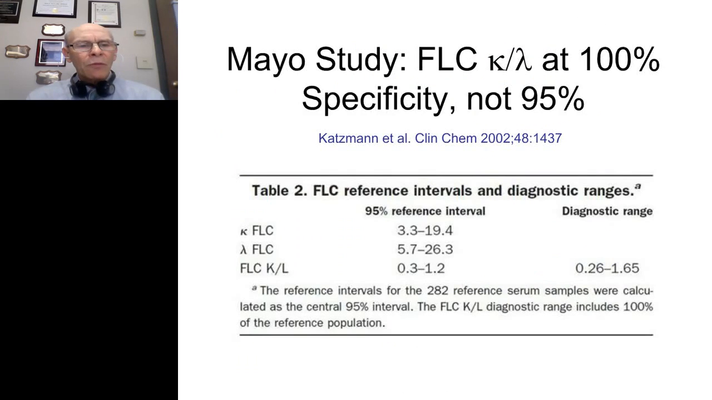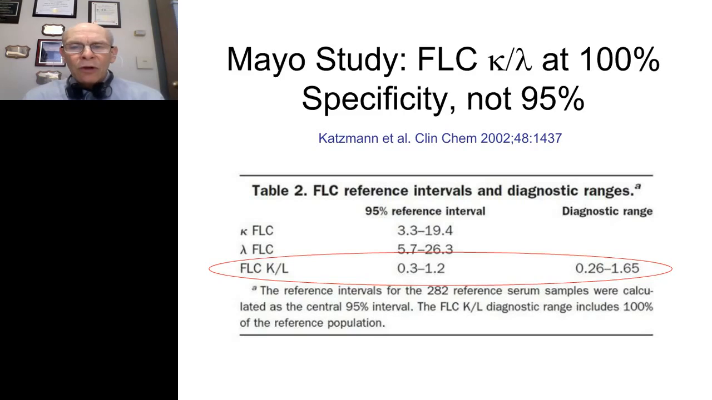A year after Bradwell's initial paper, Katzman and colleagues from the Mayo Clinic showed that by using a diagnostic range that excluded all 282 reference samples that they used in their study, they could improve the specificity from the 95% confidence interval, which would be the 0.3 to 1.2 range, to over 99%, while retaining the sensitivity of 99+%.